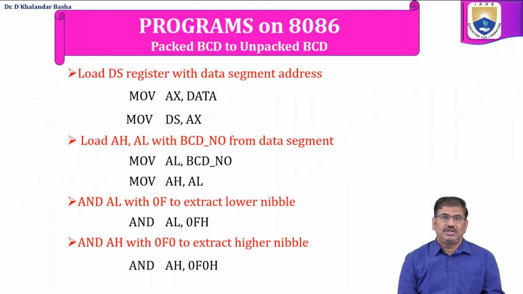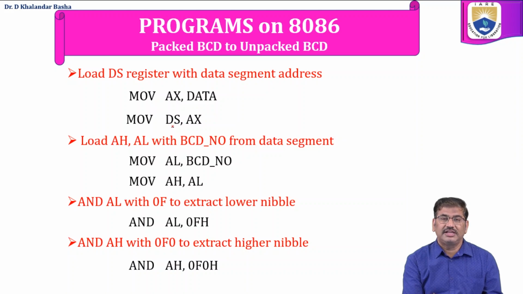In the program, first we take a data segment, where we load the BCD number which we want to convert. After conversion, we load that data into memory. So we require a data segment, and the assembler assigns the data segment address.